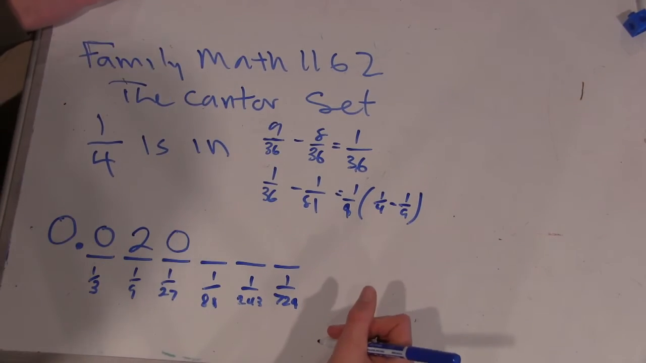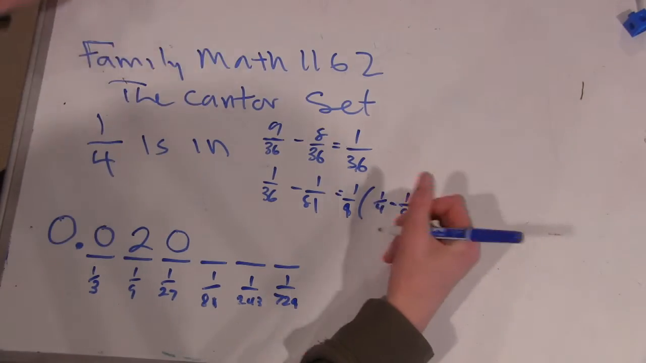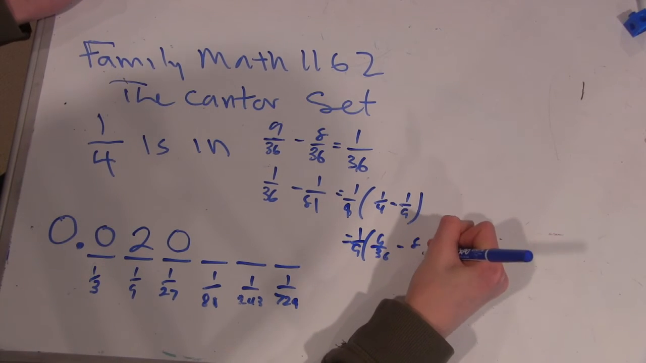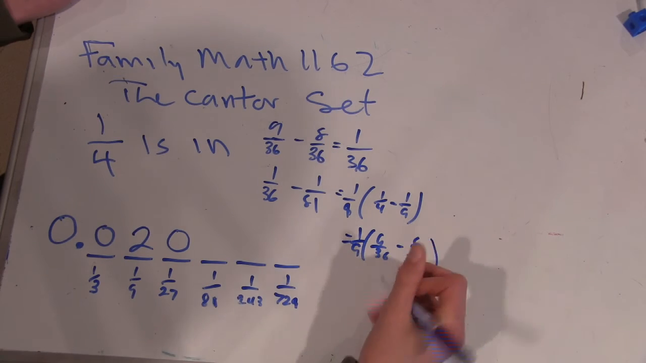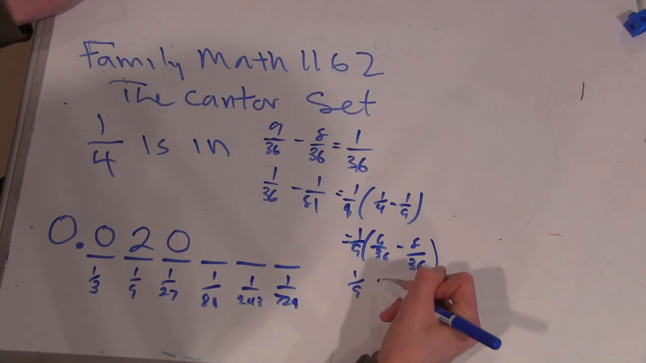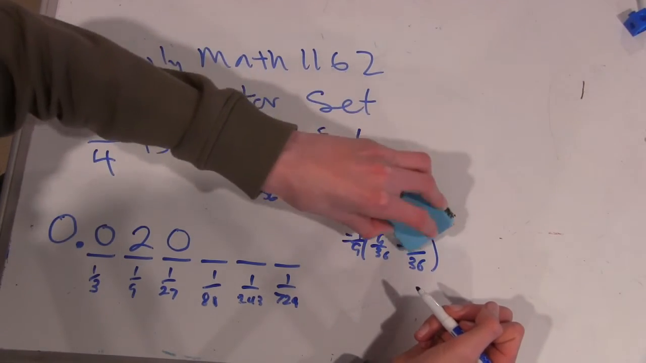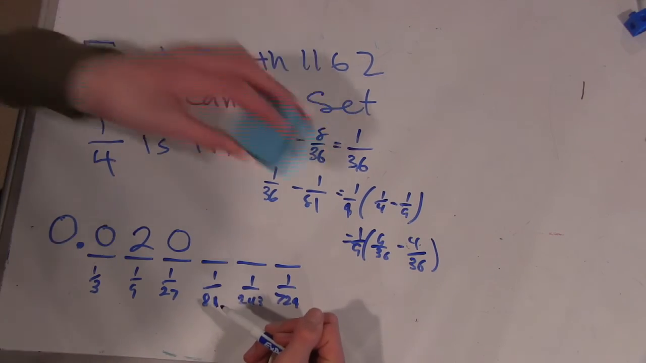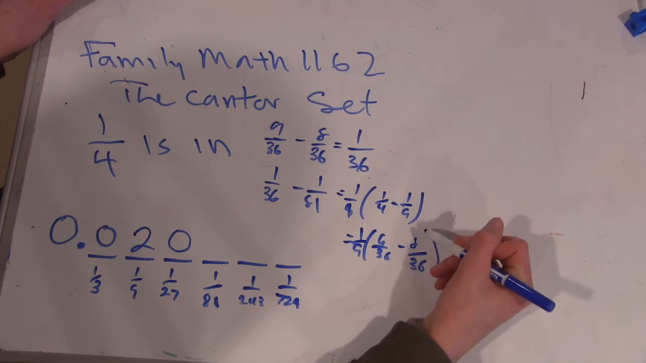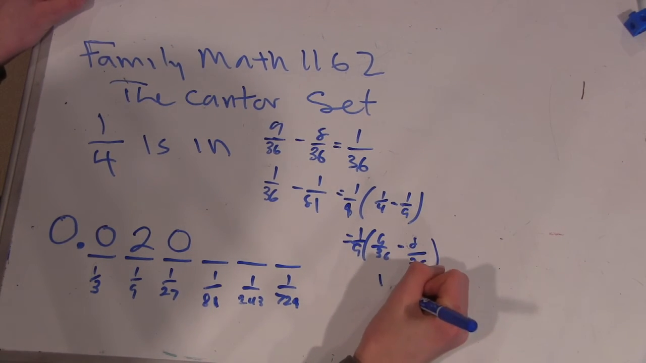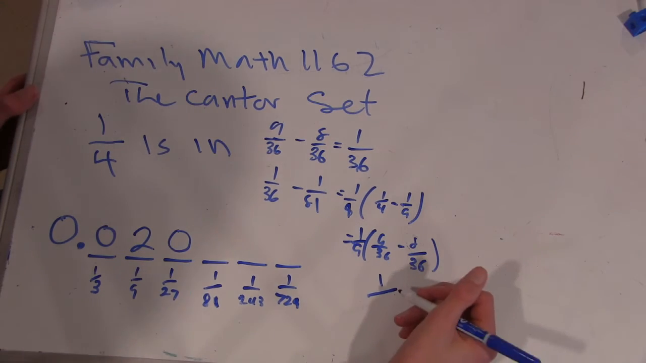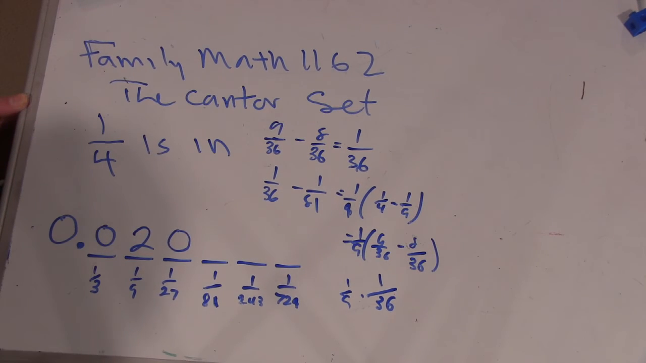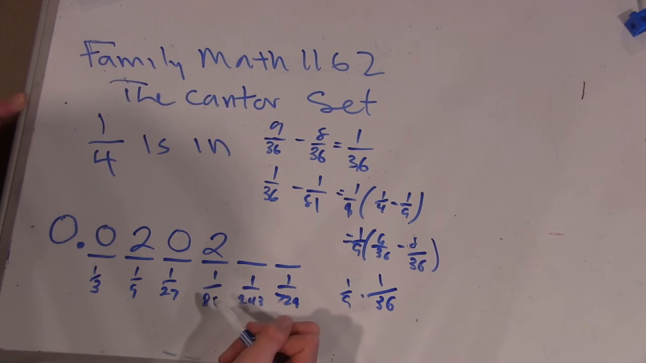Okay. So then this becomes 9/36 minus 8/36. And so this is now 1/9th times 1/36. I guess from that we can see that we can also take out another 1/81. Yeah. And from there we get 1/9 times 1/36. Okay. Alright, so now we have 2 here.